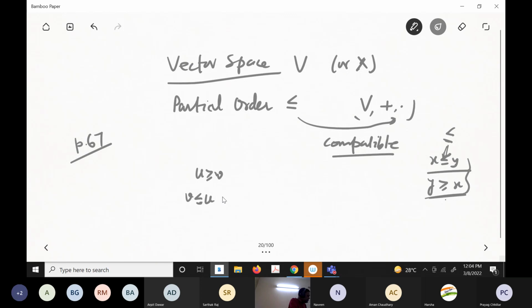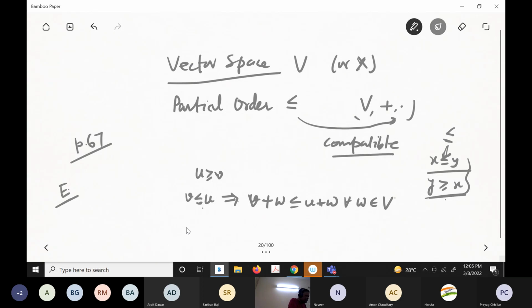That implies V plus W is less than or equal to U plus W for all W belonging to V. There they have taken E, but that doesn't matter. Usually it should be V or X. So this means compatibility between order and vector addition.